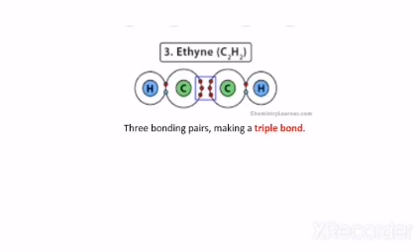So the carbon here is sharing 3 pairs of electrons, or 6 electrons. These 3 pairs make a triple bond, a triple covalent bond.